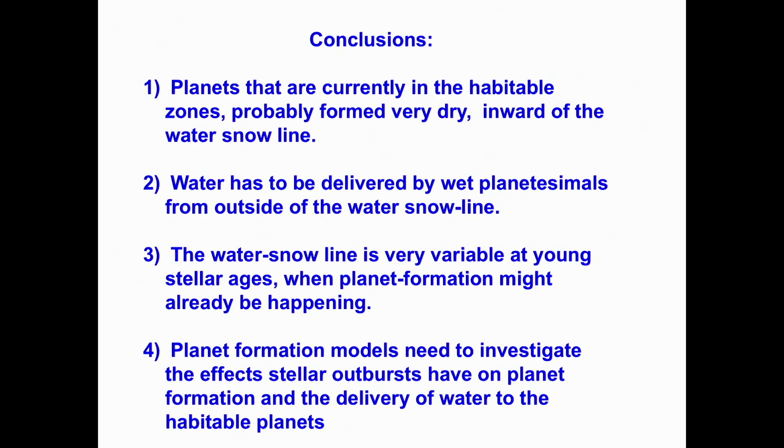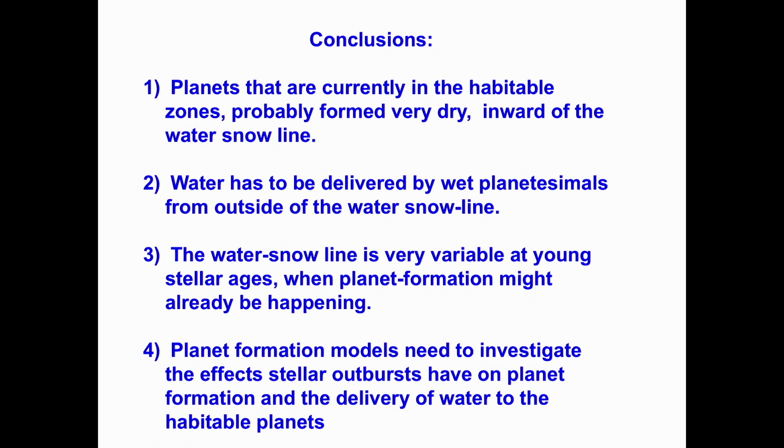So in conclusion, the planets that are currently in the habitable zones of stars in the main sequence probably form very dry, because they form inward of the water snowline of the protoplanetary disk. So this water has to be delivered to the surface of the planets by wet planetesimals that form outside of the water snowline. But this water snowline is very variable, especially at very young ages.